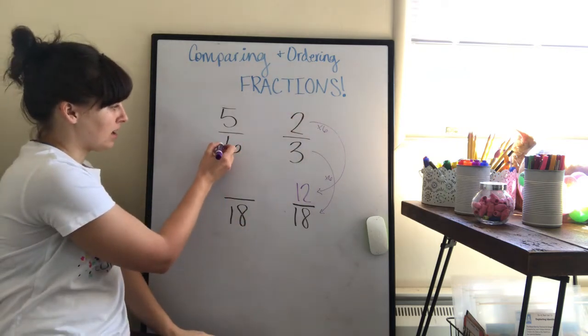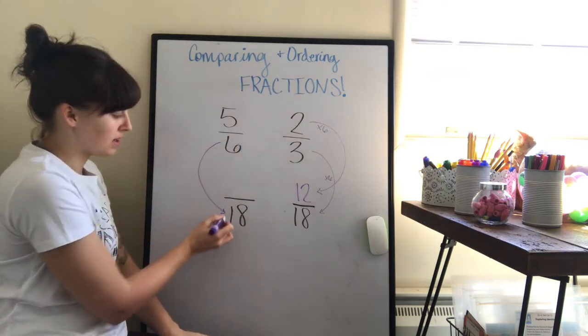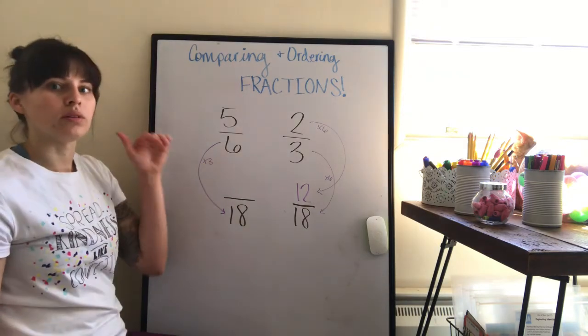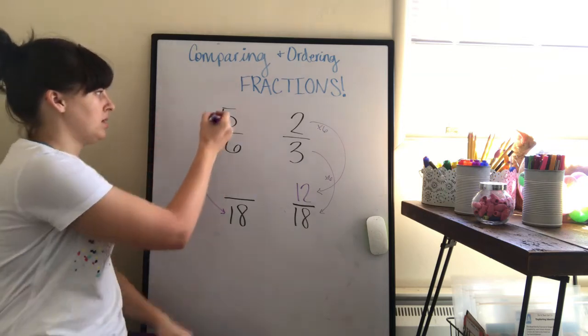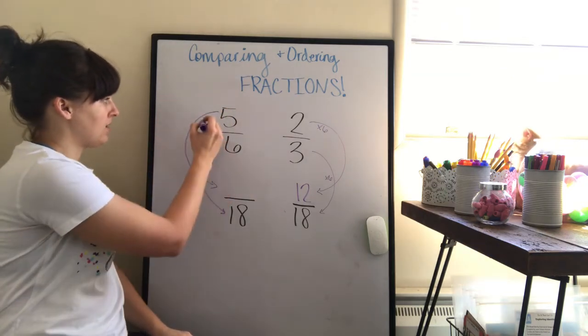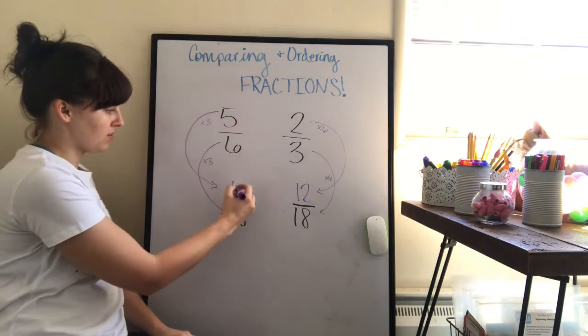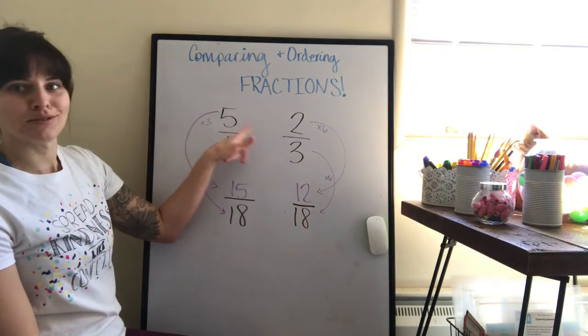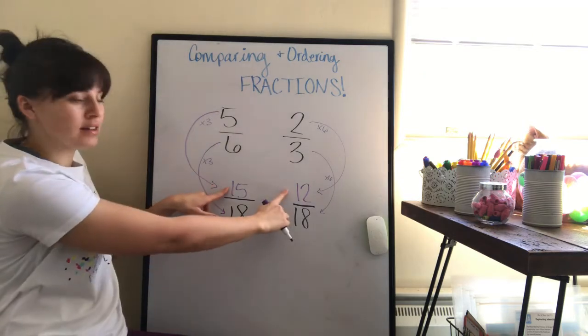Now over here, how did I get 6 to be an 18? I had to multiply by 3. Whatever I do to the bottom, I have to do to the top. 5 times 3 is 15, which is what we got when we did 5 times 3, right? We got our same numbers.